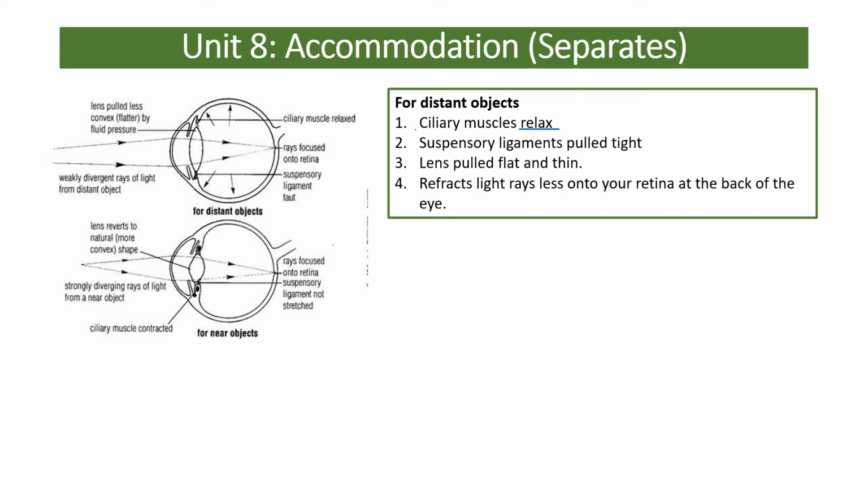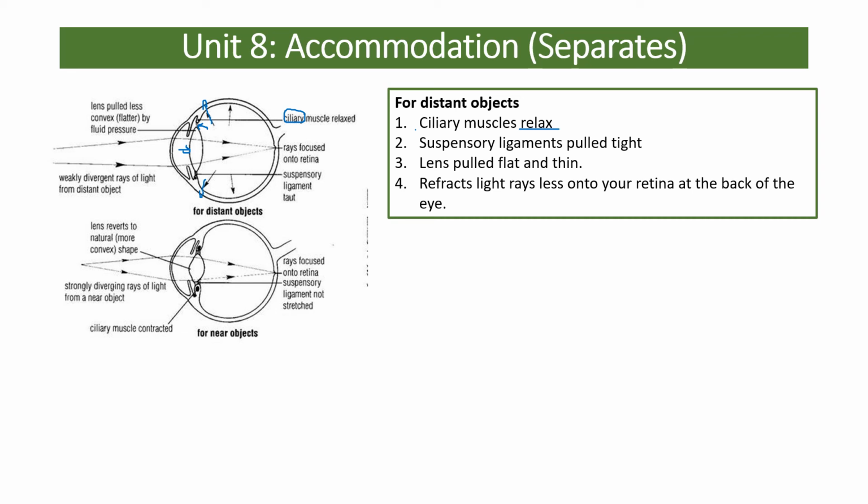Now, when the ciliary muscles relax, the ciliary muscles being this label here, what that means is they stop pushing inwards, and it causes the suspensory ligaments, which are here, basically to be pulled tight. So when the ciliary muscles relax, the eye effectively pulls outwards. That pulls the suspensory ligaments tight. The lens is pulled thin, as you can see in this picture here, and therefore that means the light refracts less and it hits the back of your eye as needed.